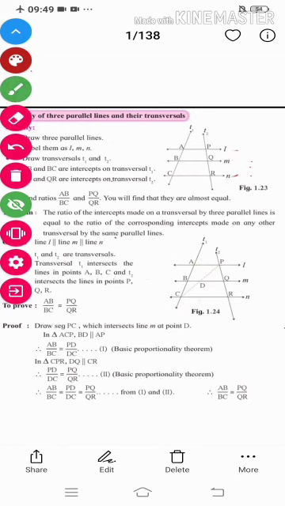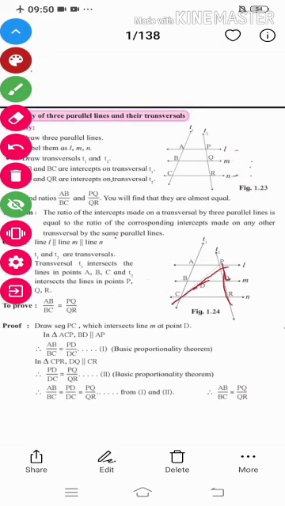Now the second triangle is what? In triangle CPR, DQ is parallel to CR. Therefore, this is also by the BPT theorem. Therefore PD upon DC is equal to PQ upon QR.